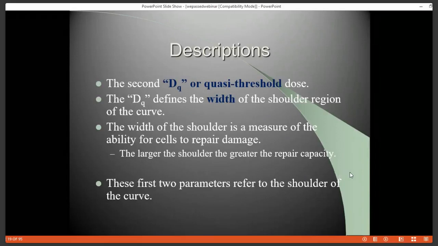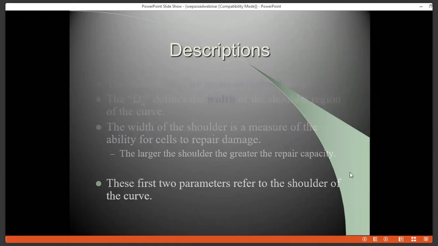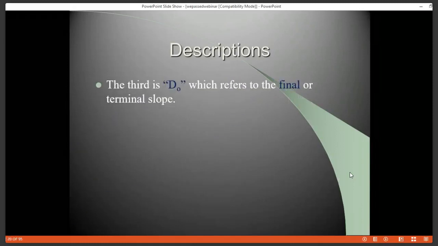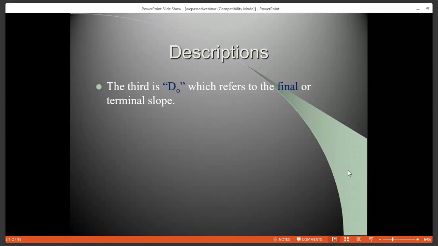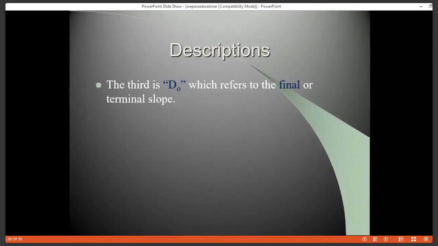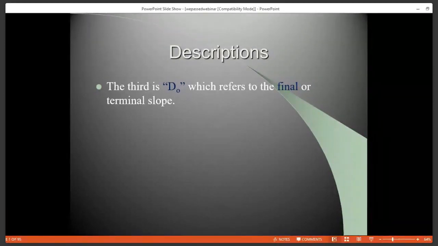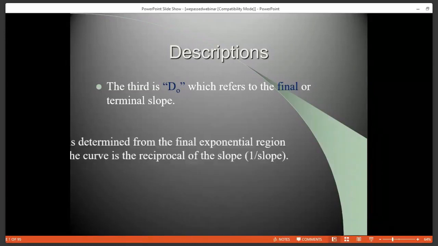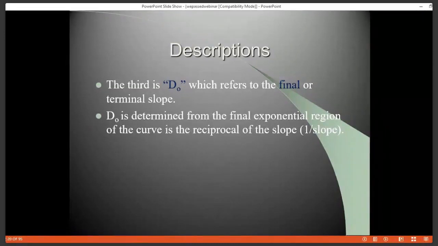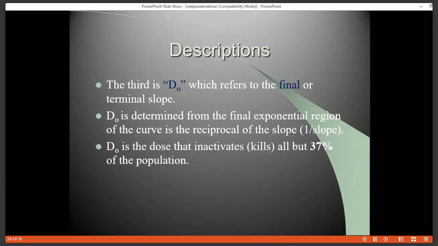Those first two parameters are related to the shoulder of the curve itself. D0 is the final terminal slope, that straight line portion at the very end where increasing dose gets you equal increase in cell kill. You find it by looking at the slope of that straight line and taking the reciprocal of it. That gives you your D0 dose, and it's defined as a dose that kills all but 37% of the population.